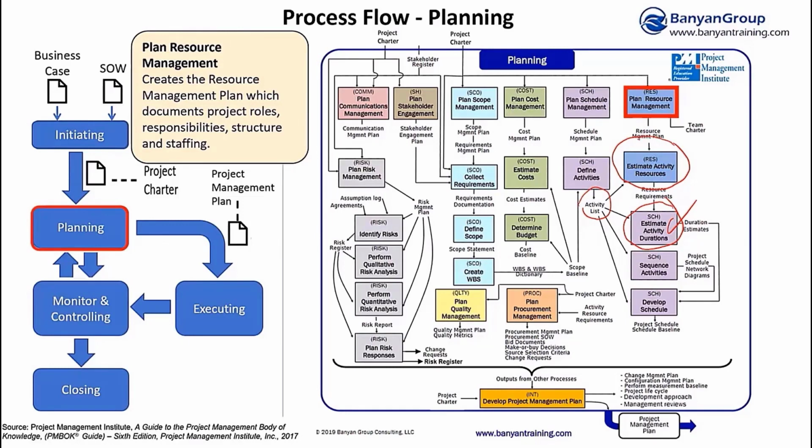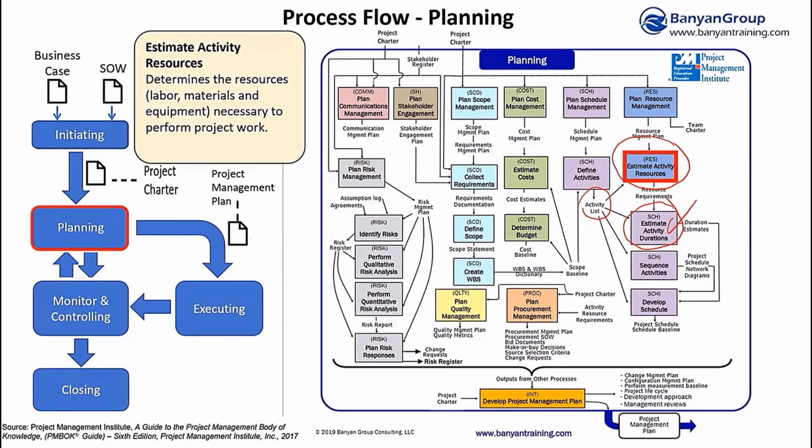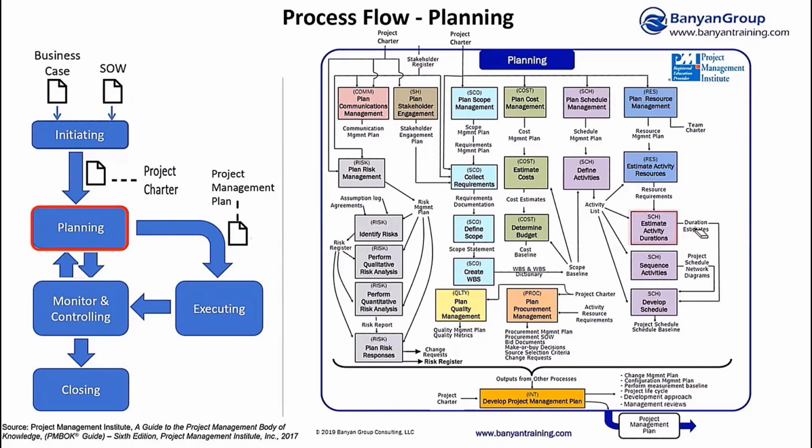So before we go to estimate activity durations, we're going to jump over and do the resource planning. First, before we can estimate activity resources, we have to finish our plan resource management process to create our resource management plan, and then we can estimate activity resources. Now that we have activity resources estimated, we can step into the process of estimating activity durations. And now we finish that.